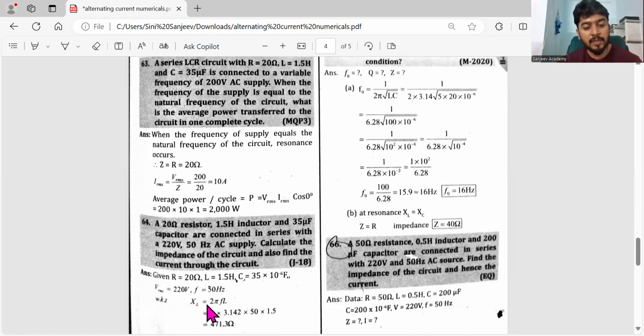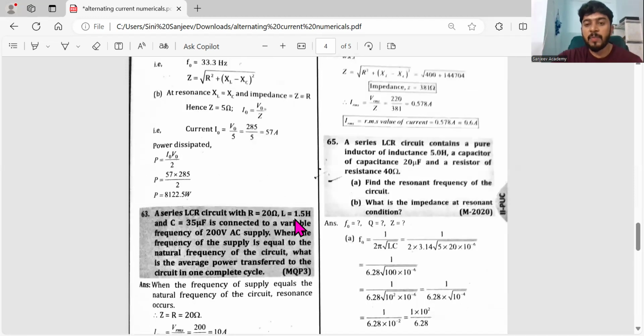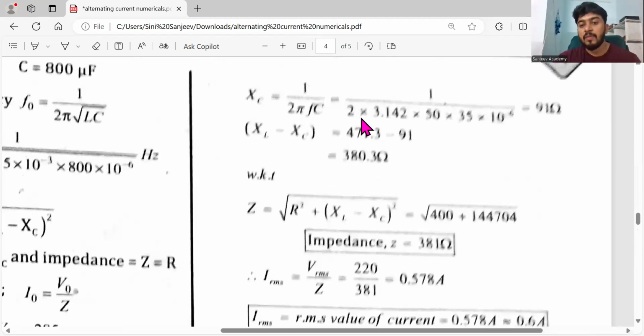XL is equal to 2 pi FL, that is the formula. XC is equal to 1 by 2 pi FC. Frequency is 50 hertz, inductor is 1.5 Henry, so like that you will find XL. For XC, 35 microfarad, so 1 by 2 pi F into C, where C is 35 into 10 power minus 6. Then Z is equal to root of R square, where R is 20, so 20 square plus XL minus XC the whole square. Substitute all the values, and we'll get Z.